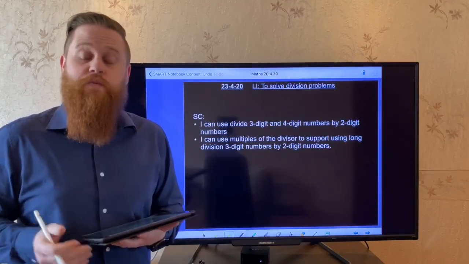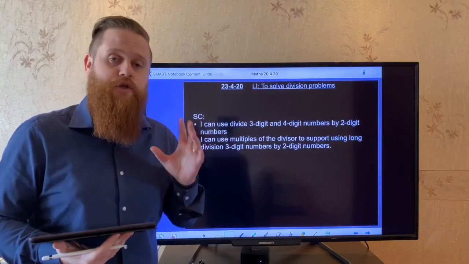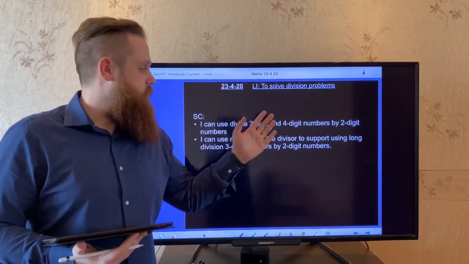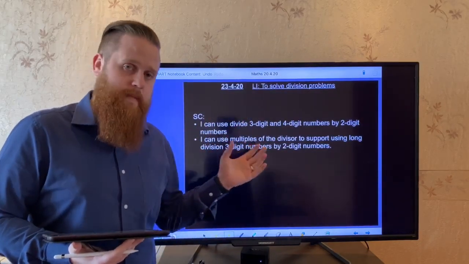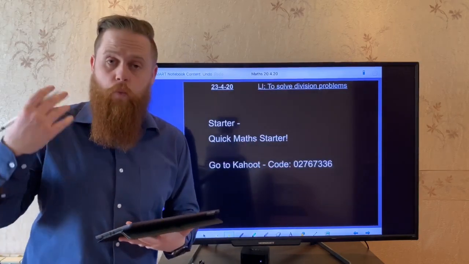Hello, good morning Year 6, welcome back to another virtual maths lesson, where today we are going to be looking at division word problems. Now, your success criteria is here, and this is what we're aiming to do, but as always, before we get started today, I need your brain warmed up.